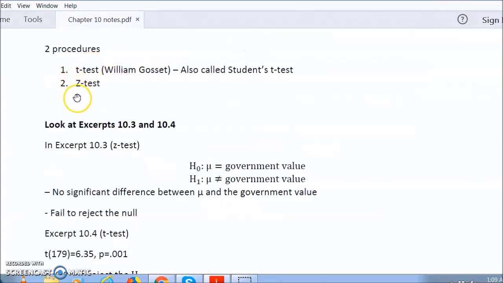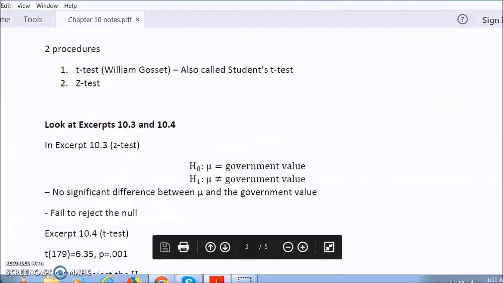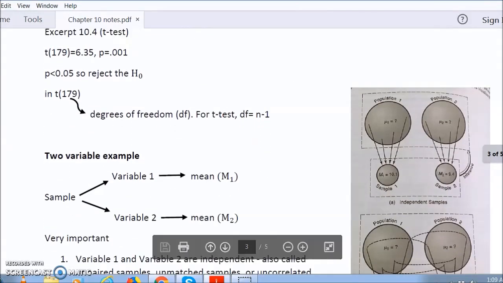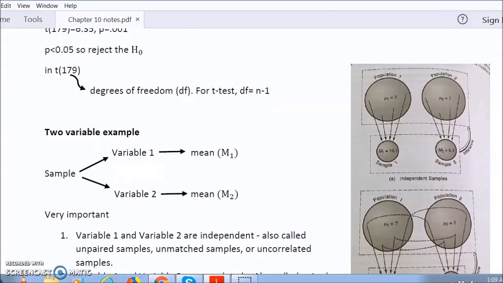We've just talked about the Z-test and the T-test. You really don't need to know the nuances or the formula for calculation. What you need to know is the degrees of freedom, the level of significance, what test is being done, how to interpret the results, and things like that. So let's now talk about two-variable examples.